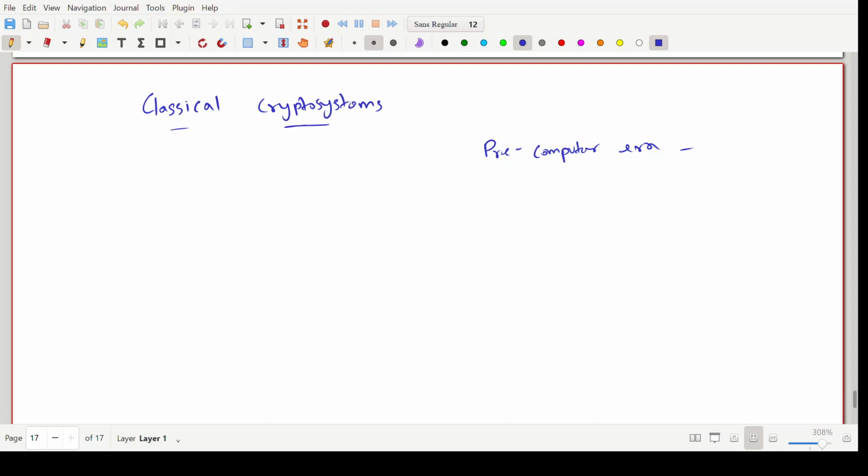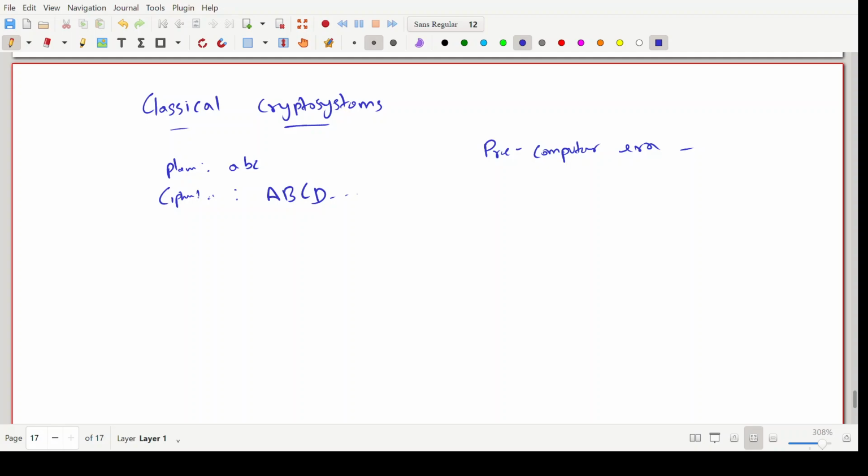One thing, the plain text I am going to write in small letters, and the ciphertext will be written in capital, say A, B, C, D, something like this. And your plain text I'll be writing with small letters, and I am excluding the space and any comma and all.